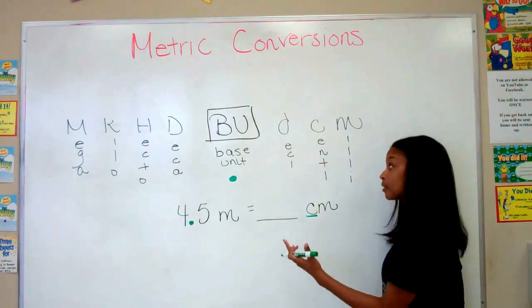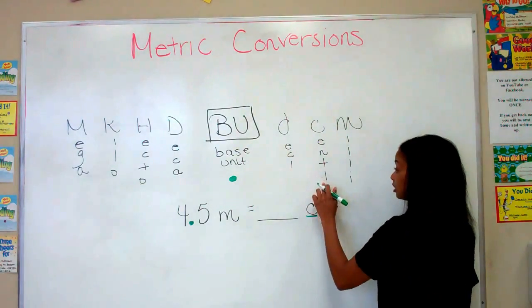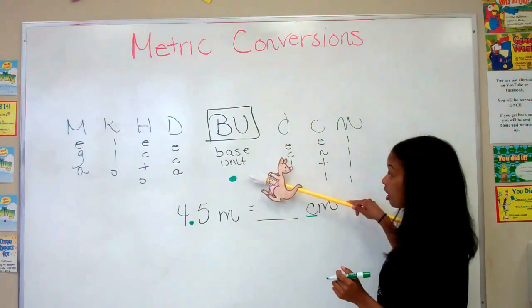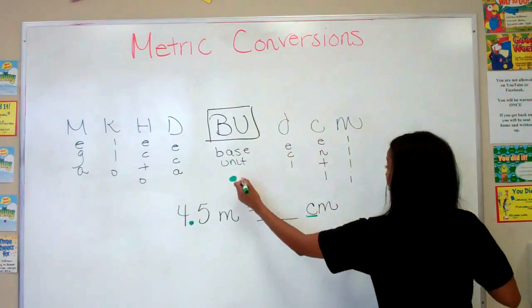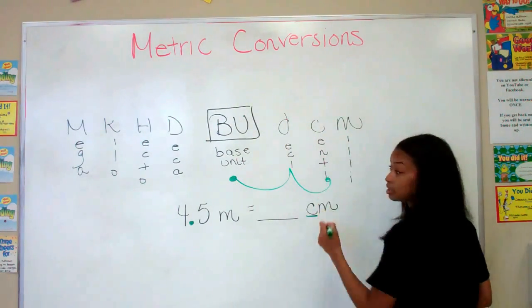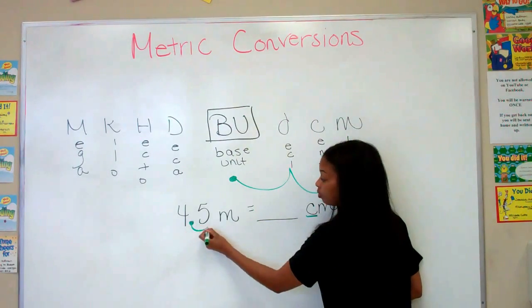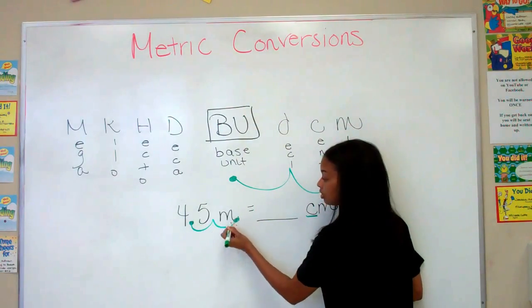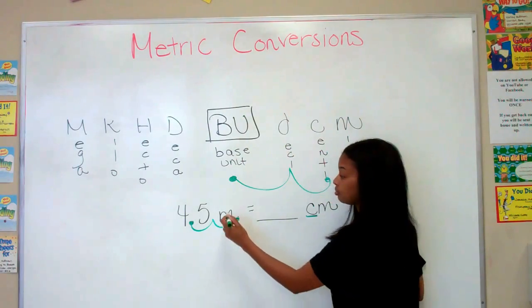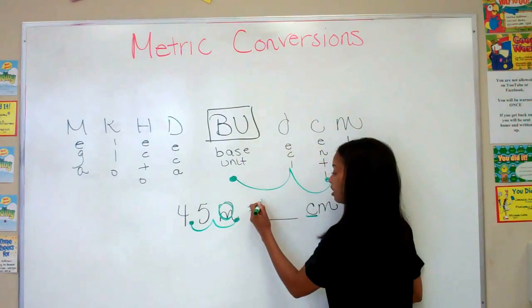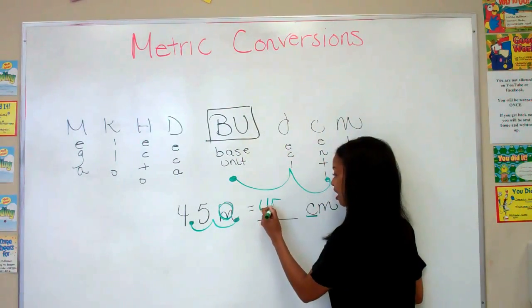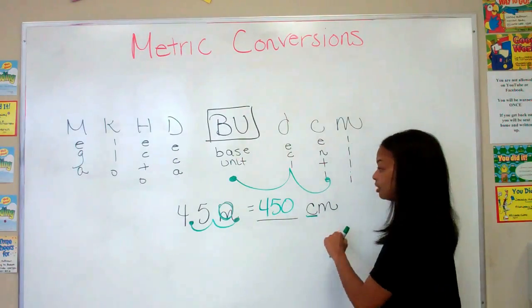Well, we have to look. It's over here, deci, centi. So our kangaroo is going to hop 2 places before he sits down somewhere. So he's going to do the same thing over here, 2 places. We don't have anything in that little dip, so we put a 0, and now our answer is 450 centimeters.